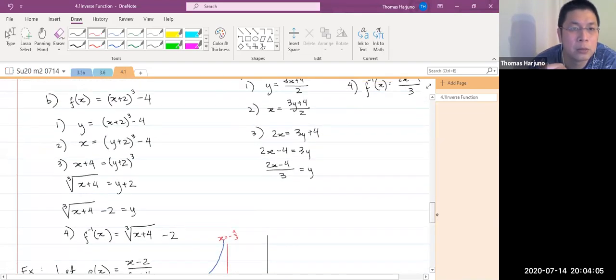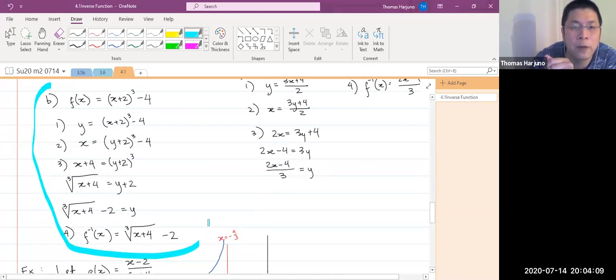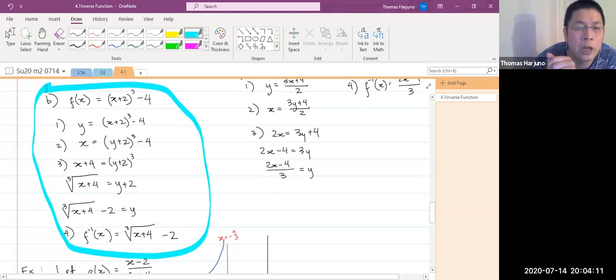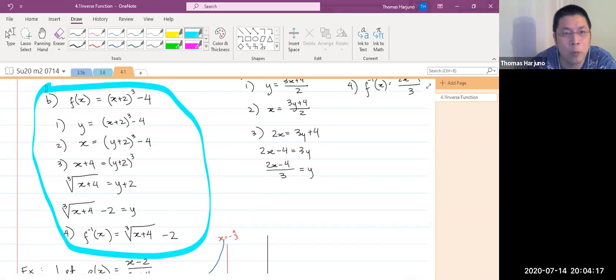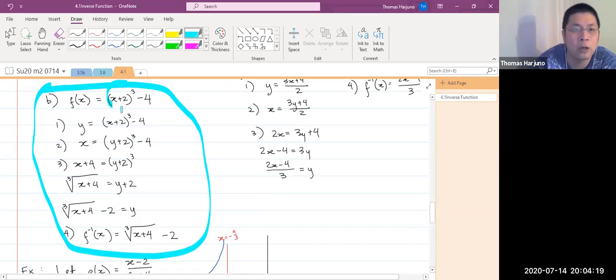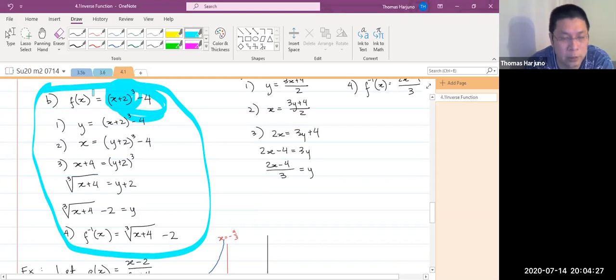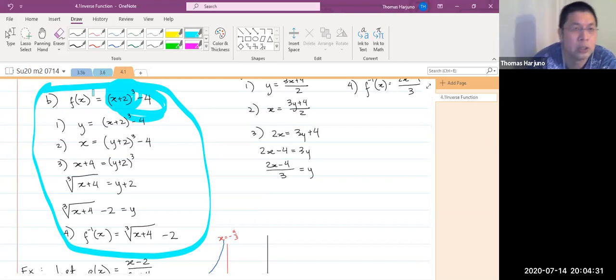Part B here. Can we find the inverse function without graphing it? And then how about the domain question? What is the domain of this function? Well, this is a polynomial, right? Because if you expand this, you will get a polynomial minus 4, that will still be a polynomial. So the domain will be all real numbers. But how about the range?